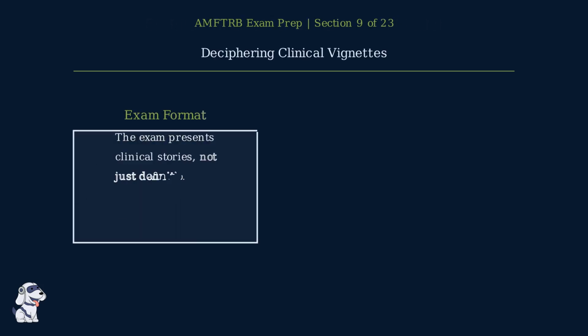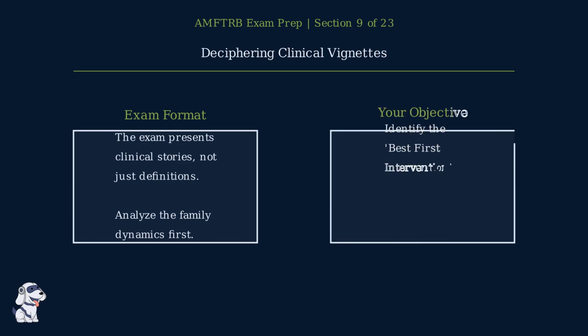The AMFTRB exam is unique because it moves beyond rote memorization of definitions. Questions are framed as detailed clinical stories. Instead of asking for a definition, the exam tests your ability to determine the best first intervention tailored to a specific family dynamic. Success depends on analyzing the system, identifying the presenting problem, and choosing the intervention that is both ethically and clinically sound.